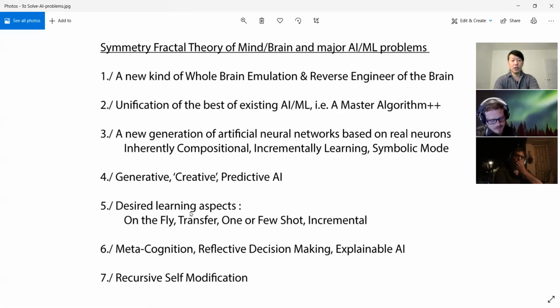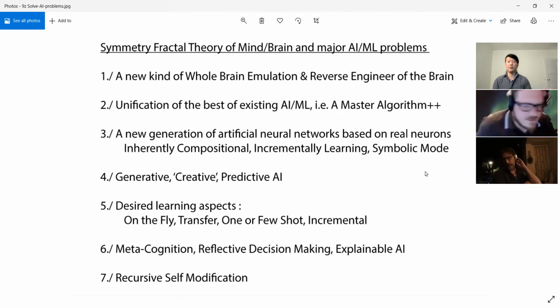Okay, and we described the desired learning aspects, how generative predictive processes will lead to on-the-fly transfer, one-shot or few-shot incremental learning. We explained it earlier on. And the polar frontal cortex gives us metacognition. It gives us reflective decision making. Okay, back to the tattoo on my forehead kind of thing. And explainable AI, AI that actually explains what's going on in its head. And the last thing, recursive self-modification. So in a nutshell, recursive self-modification is like the Holy Grail.